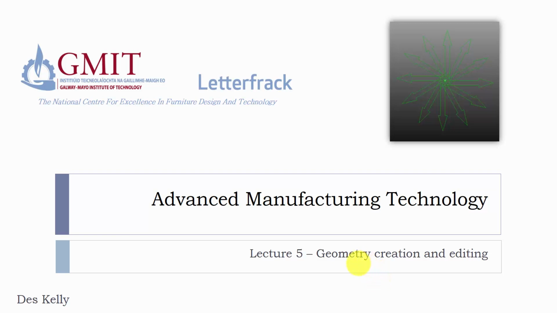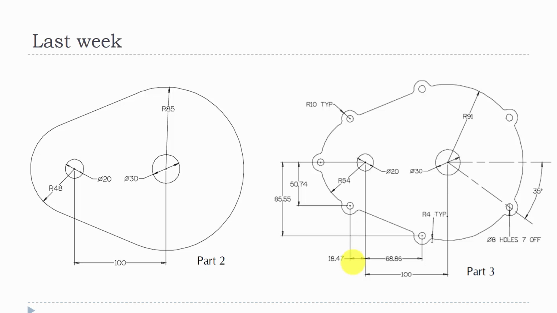And today we're going to talk about some more geometry creation and some geometry editing. Now last week you'll remember we completed these two exercises where we drew the outline with some geometry tools and we edited a lot of the existing geometry to get features like the tangent lines and those little lug holes there as well. So we're going to do more of the same today.